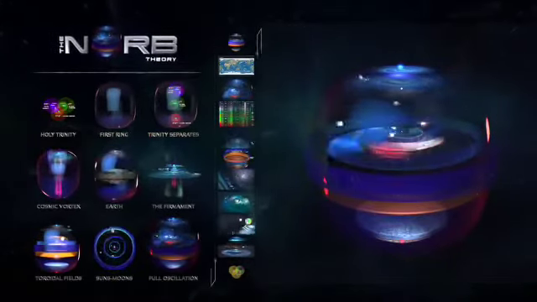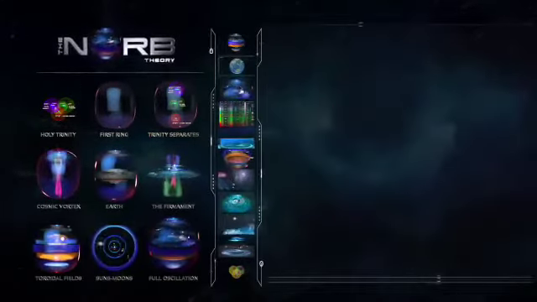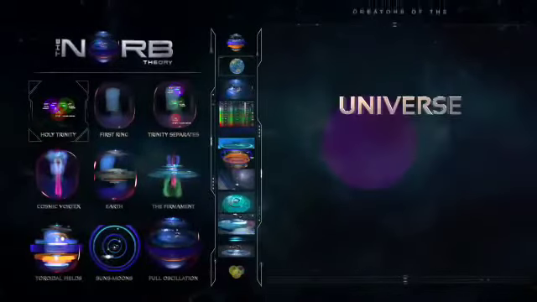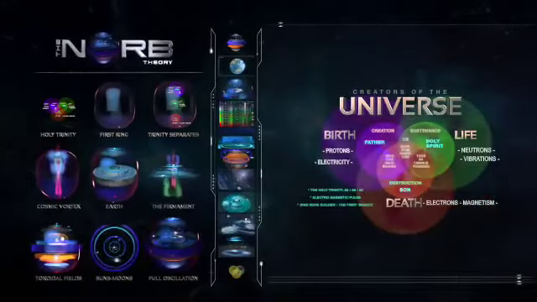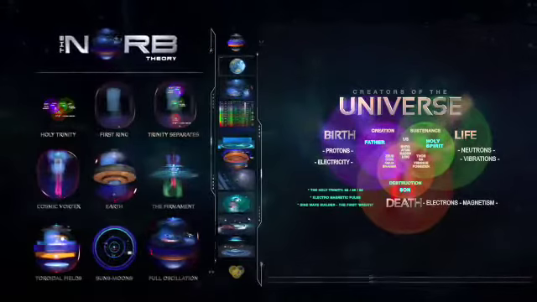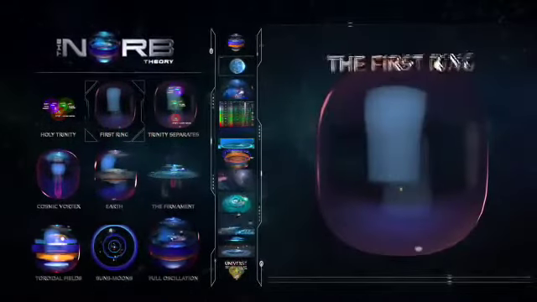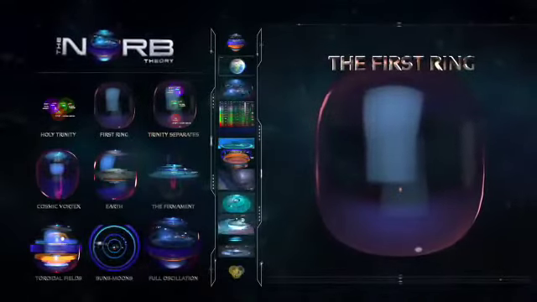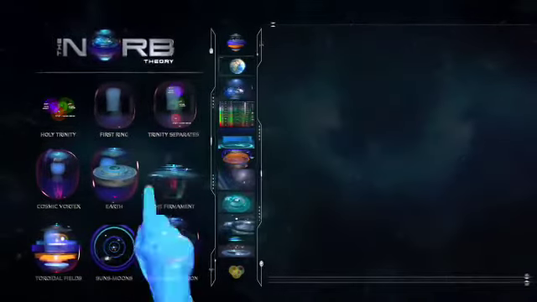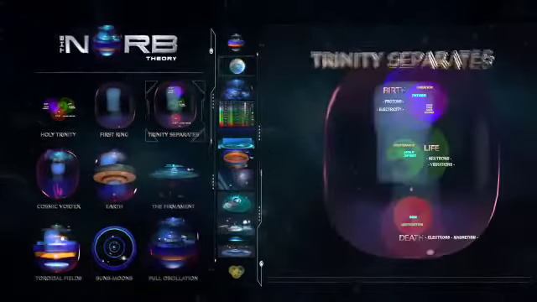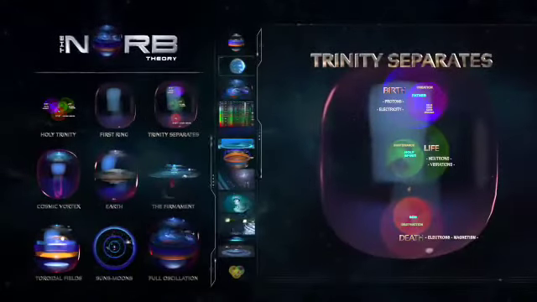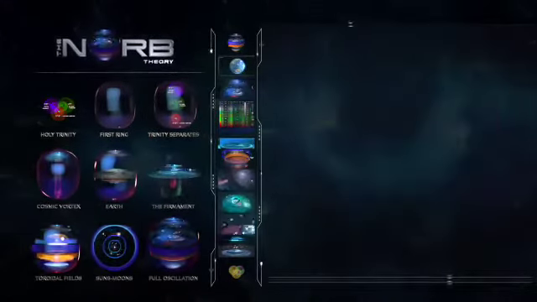So let's walk through how this universe may have started. Step 1. Out of the void, the Holy Trinity gets created. Birth, life, death, repeat. Step 2. The Holy Trinity creates its womb to protect itself from itself, the void. Then the Trinity separates into three: positive, neutral, and negative.